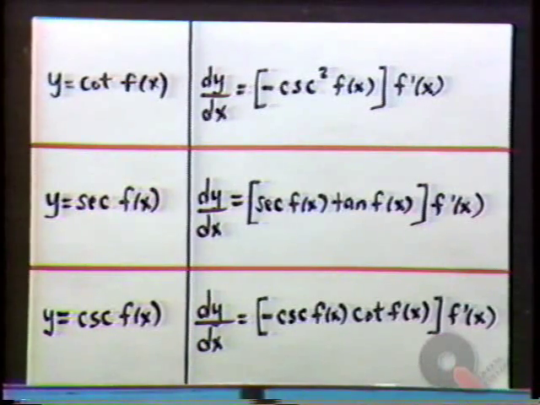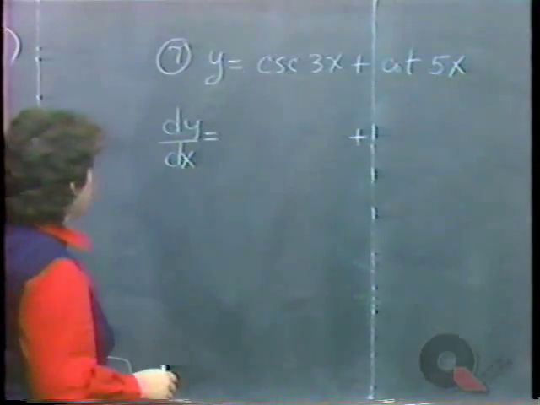And on the bottom we have cosecant of something. The derivative of cosecant of something is minus cosecant of that something, cotangent of the something, times the derivative of the something. And on the top line we have the formula for the derivative of cotangent of something. It's minus cosecant squared of the function times the derivative of the function. Okay, well, we'll need the first and the third formula from that sheet to do this problem number 7. Let's go back to the blackboard.